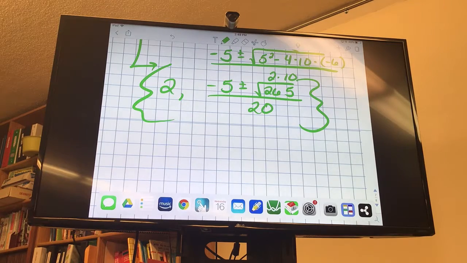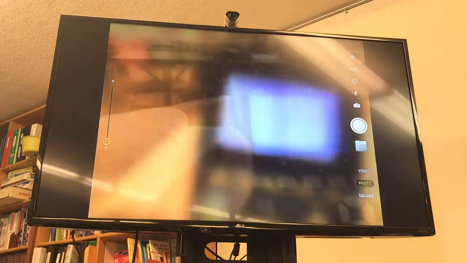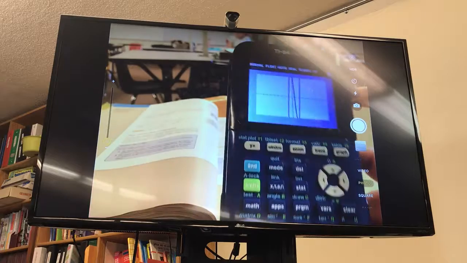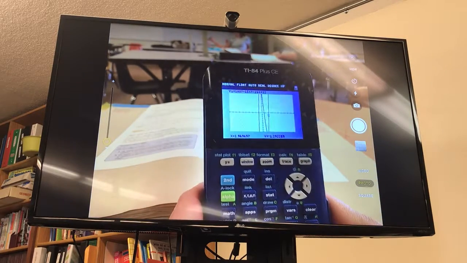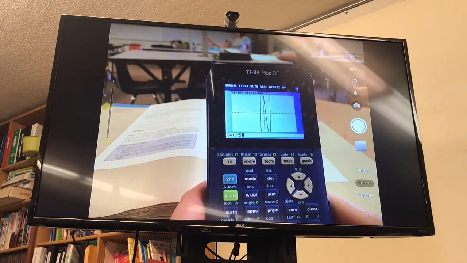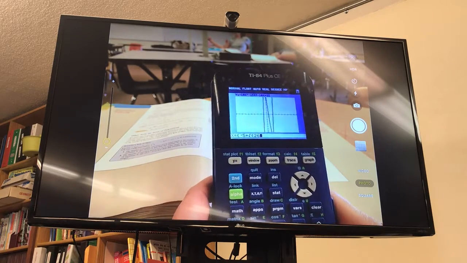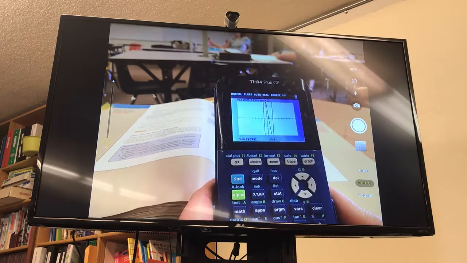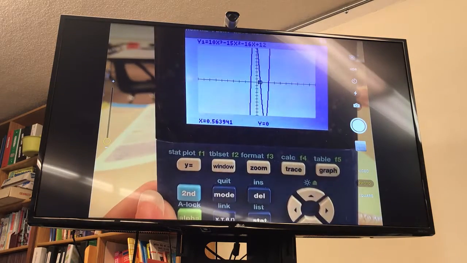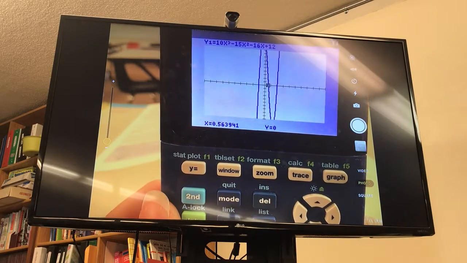I wish I could do picture in picture with this one. Because what were they? So I could trace. I can actually type that in. Well, you can. Parenthesis negative 5 plus the square root of 265 divided by, what was it? 20? Guess what I got? Exactly 0. Oh my god.